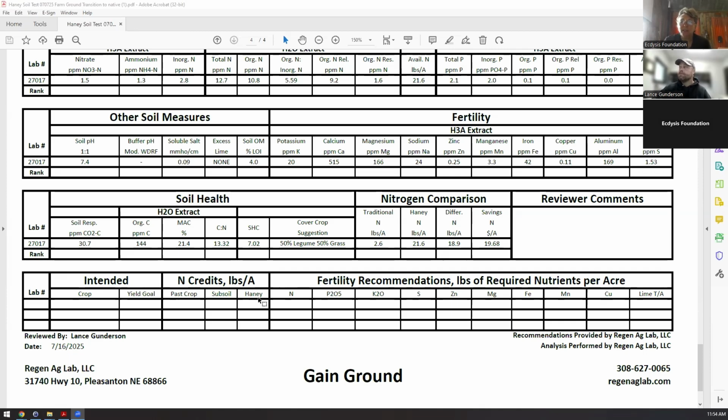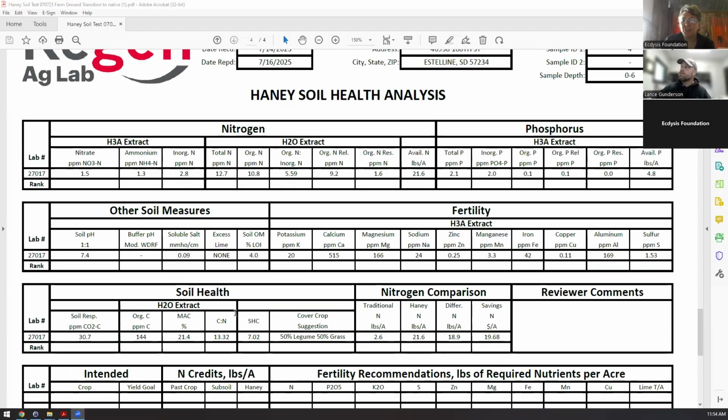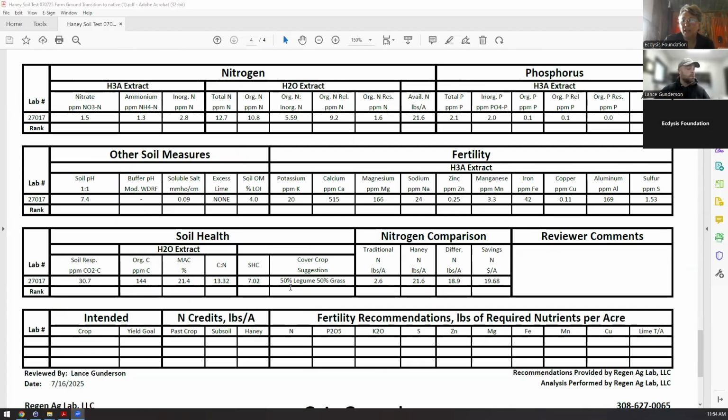One more question. If our SHC is 10 plus, and our soil respiration is okay and the organic C is average, but the MAC is 15 to 25%, how do we increase it? This would be in an almond orchard.